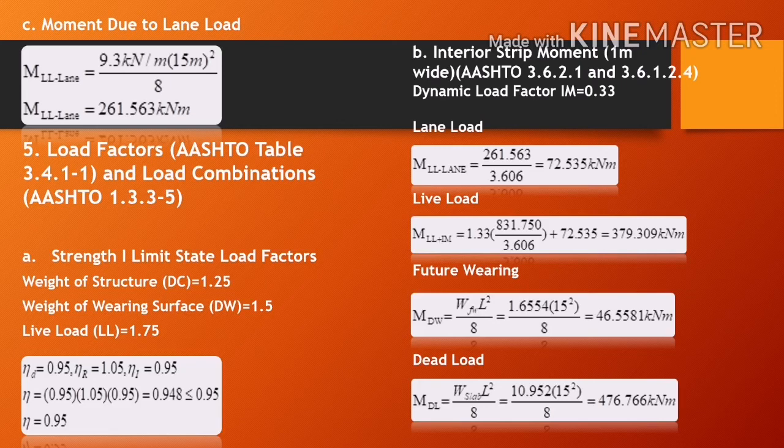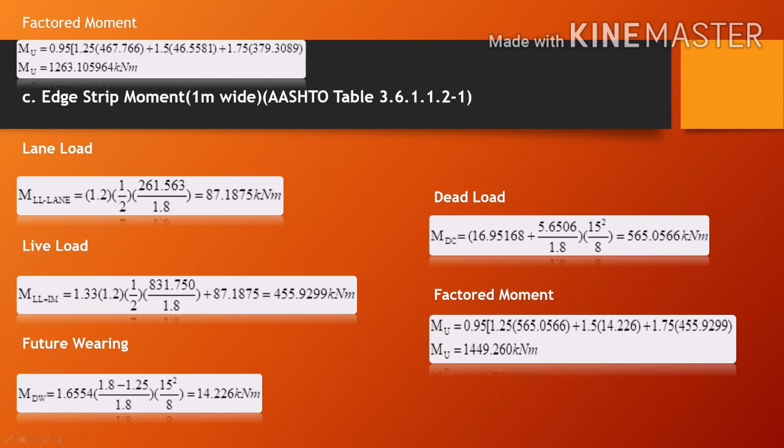For interior strip moment, we use dynamic load factor equal to 0.33. Then we solve for the moment for lane load, which is equal to 72 kilonewton meter. For live load is equal to 379 kilonewton meter. For future wearing is equal to 46 kilonewton meter. And dead load is equal to 476 kilonewton meter. And then we solved for the factored moment, which is equal to 1263 kilonewton meter.